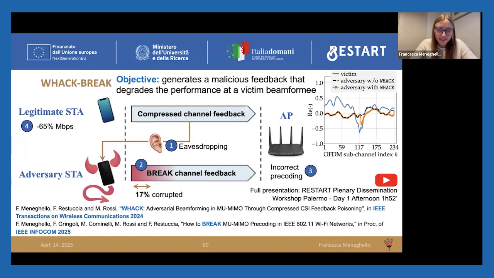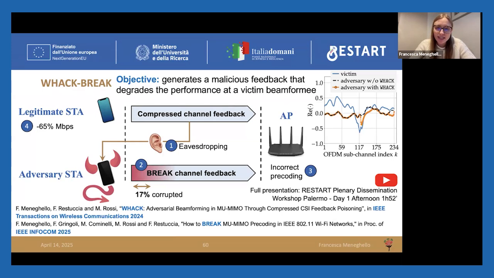And then regarding the weakness that I was mentioning, what we discovered is that if a malicious user in the network eavesdrops the channel feedback transmitted, again unencrypted, by a legitimate station, it can craft a malicious feedback that at the end will lead the access point to obtain an incorrect precoding. And this incorrect precoding means that the different streams are not orthogonal to the channel between the access point and the unintended receiver.